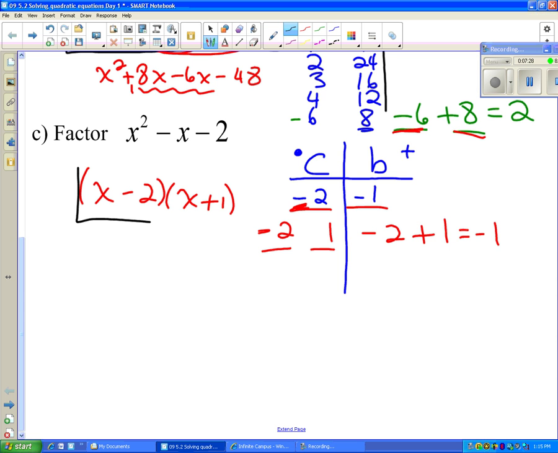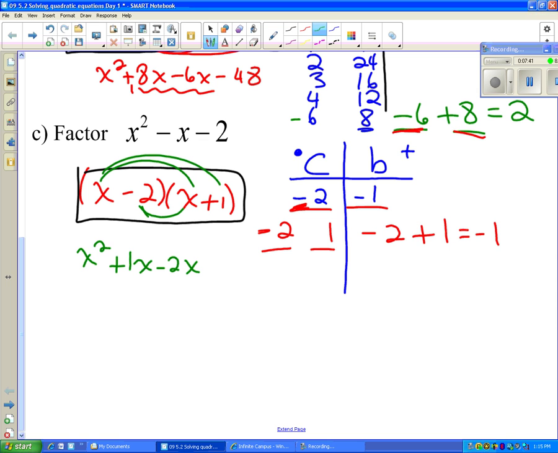This is my answer as far as I'm aware. I'm going to check it by FOILing. First, x times x is x squared. Outer, x times 1 is 1x. Inner, negative 2 times x is negative 2x. Last, negative 2 times 1 is negative 2. Again, here are my two factors, my 1 and my negative 2. I add those, I get negative 1x. I already got my negative 2. So what is in red is my answer, x minus 2 times x plus 1.